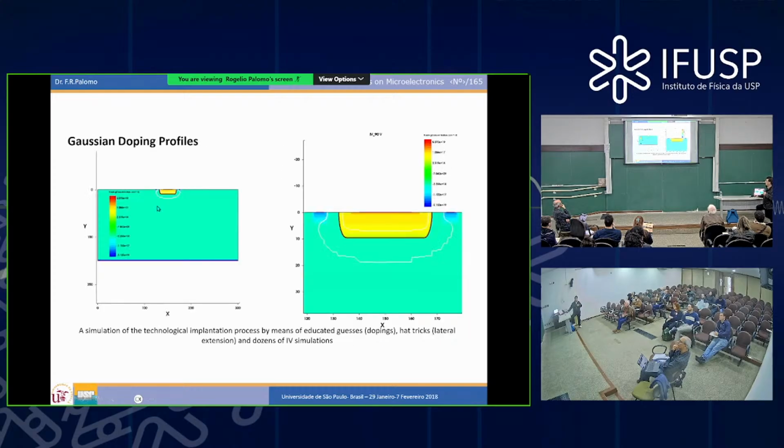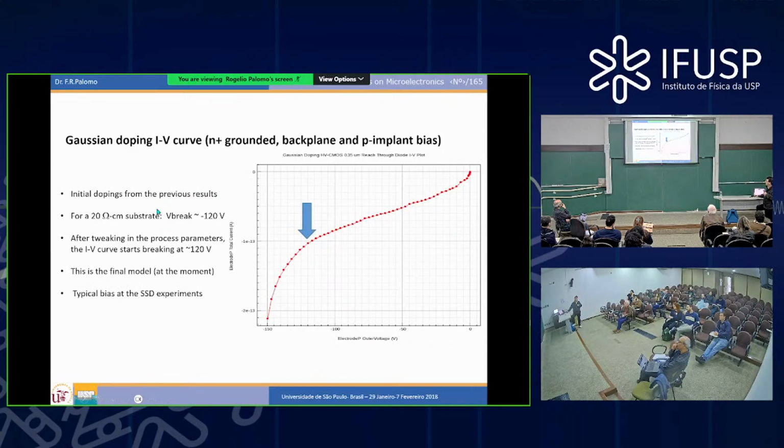Okay, Gaussian doping profiles. You make doping profiles in your TCAD. Gaussian doping, the IV plot, just to know if the IV plots you look at in the lab, for example, the things you are used to making in the lab, fit with the model you are putting in TCAD.